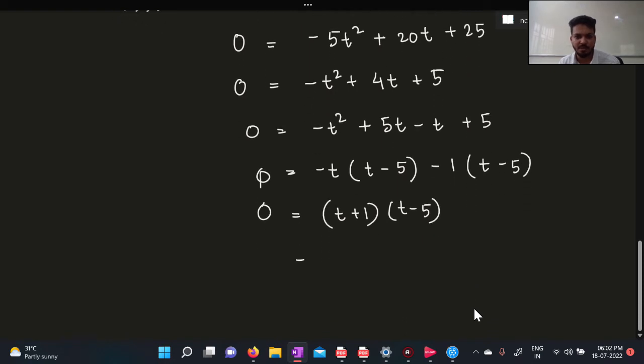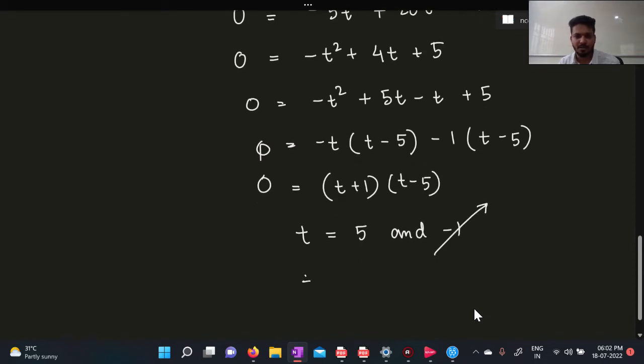So that means there are two values of time, 5 and minus 1. Obviously we will neglect this minus 1. So t is going to be 5. So from this equation I can simply solve for the b part.